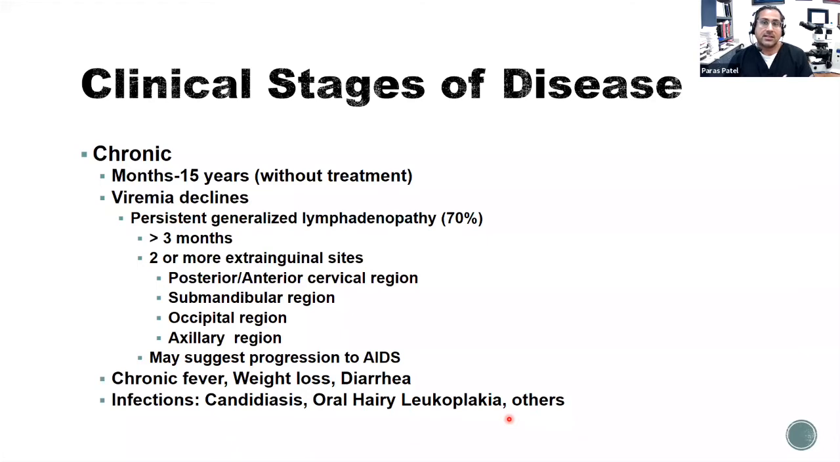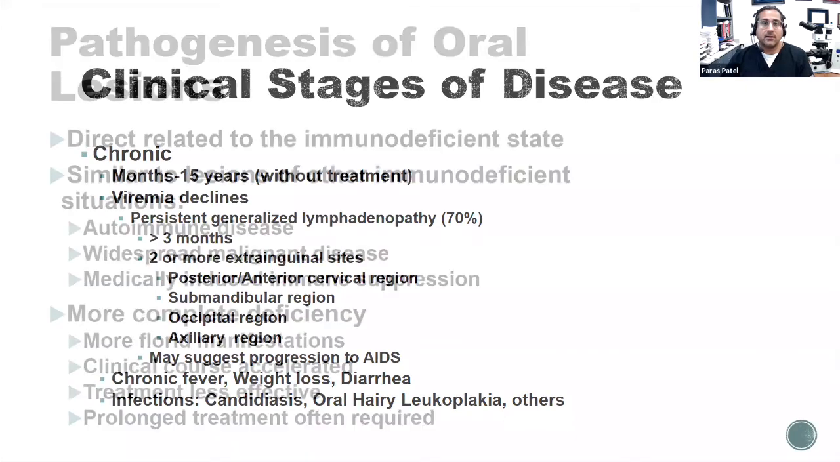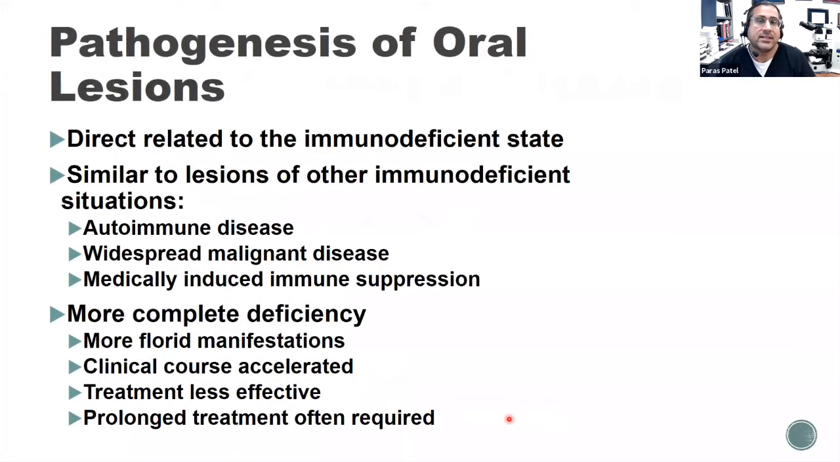And then at the latter stages of this process, we start to see the development of opportunistic infections, as well as the other signs and symptoms that go along with AIDS itself. So how do these oral lesions develop in AIDS, right? We can see a handful of different oral lesions as a result of HIV infection and AIDS itself, directly related to the immunodeficient state, okay?